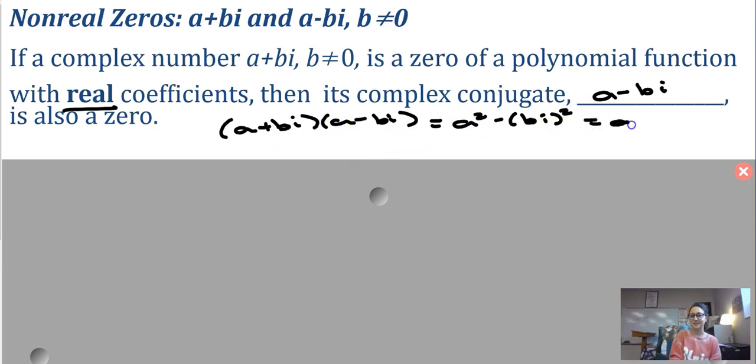So a squared is just a squared. But what is i squared? Do you remember? i squared is -1, so I have b squared times -1. I still have this negative, so this becomes plus b squared. And the point is, now my i's are gone, right, because of that complex conjugate. So the point is that your complex numbers that are in this format, where you have an i, they always come in pairs. And again, the reason is so that we can get rid of that i.